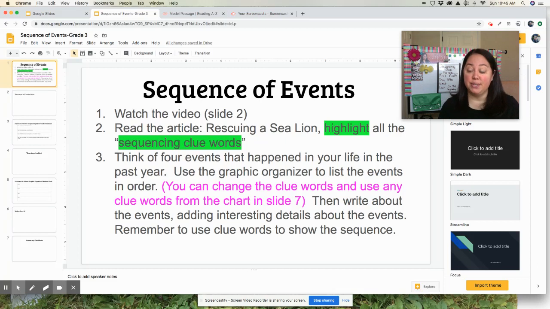You're going to use the same graphic organizer that I just used to put those events in the order that they have happened so far. And then you're going to write about the events, adding some interesting details. And again, on slide 7, I am going to put the chart in there with different sequencing clue words. And so you are not locked into using first, next, next, next. You can use any of the clue words from the chart, the sequencing chart. So be my guest.